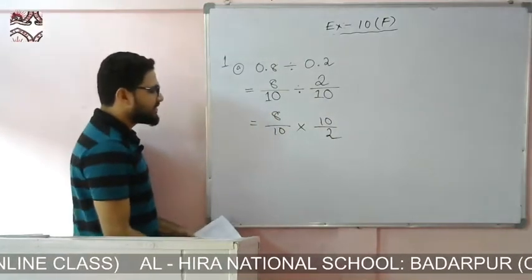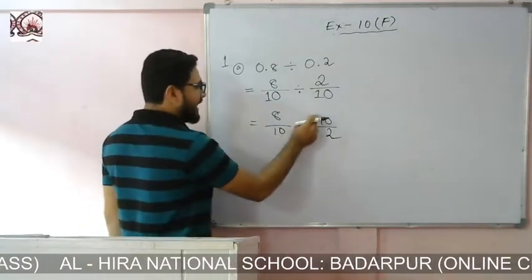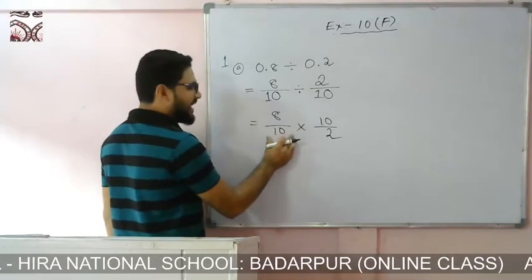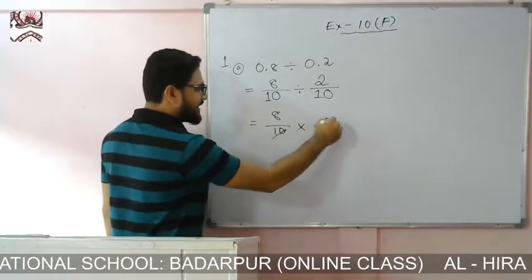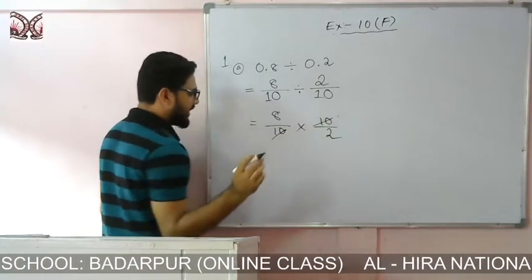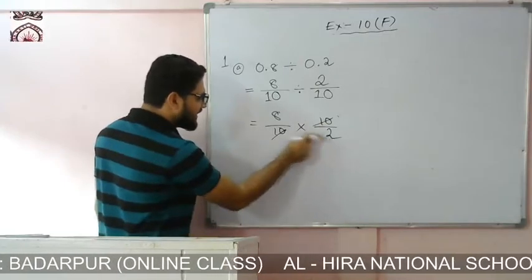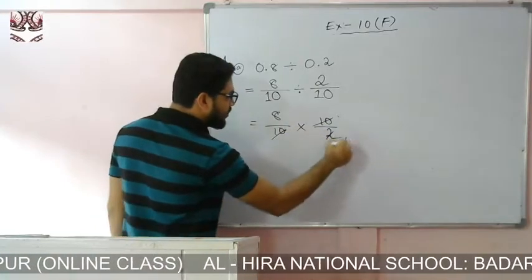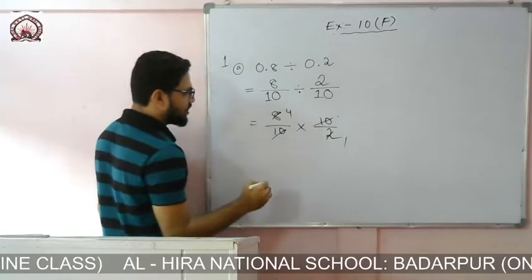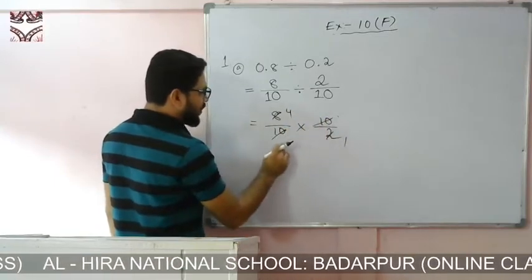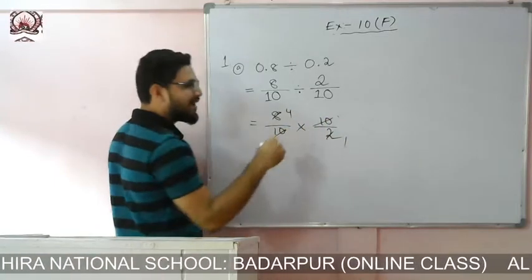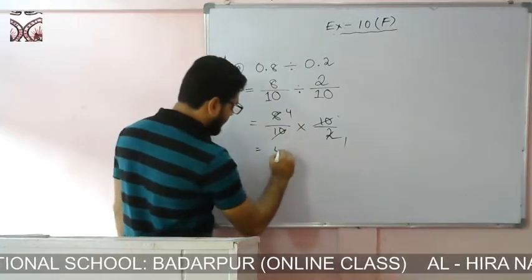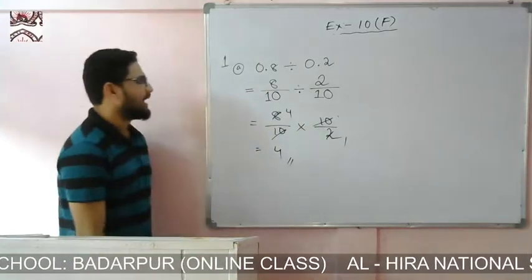Now you see, both the numerator and denominator are the same, so you can cancel this one. 10 1s are 10 and 10 1s are 10. Now you can cancel this one also. 2 1s are 2, 2 4s are 8. So 4 into 1 means 4 and 1 into 1 means 1. So 4 by 1 means 4. You can directly write 4, and that is your answer.